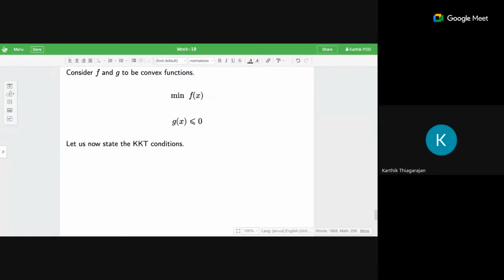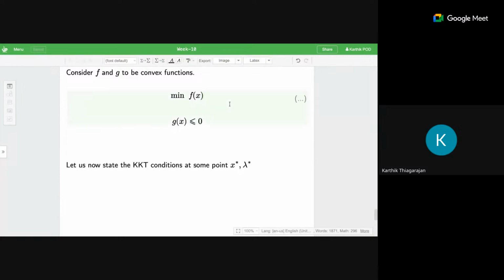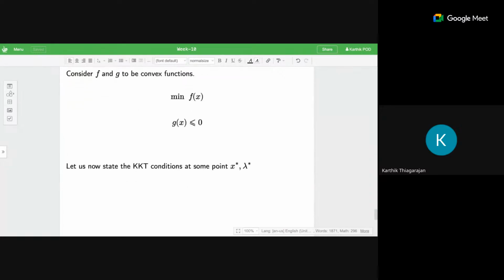At some point x star and lambda star. Before you state the KKT conditions, what are the two setups that you need? You have one optimization problem. What is the other thing that you need if you want to state the KKT conditions? We need to have the primal and the dual problem. Unless you set up the primal and the dual, you can't start talking properly about KKT conditions.